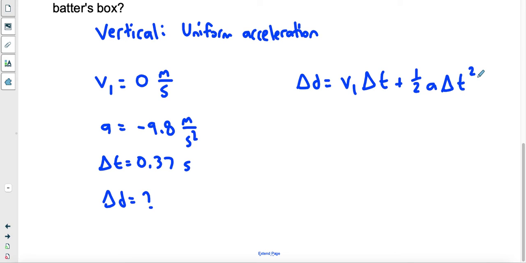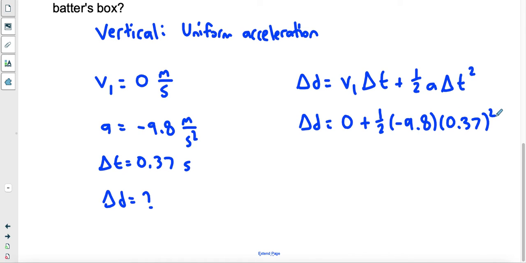Okay, and now let's just plug everything in. We know the initial speed is going to be 0. We know the acceleration is negative 9.8. And we know the time is going to be 0.37 seconds. You can just plug this into your calculator, and you'll find the total distance is negative 0.67 meters. So that means that the ball will drop 0.67 meters.